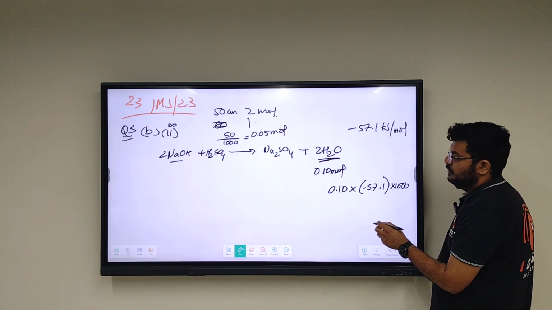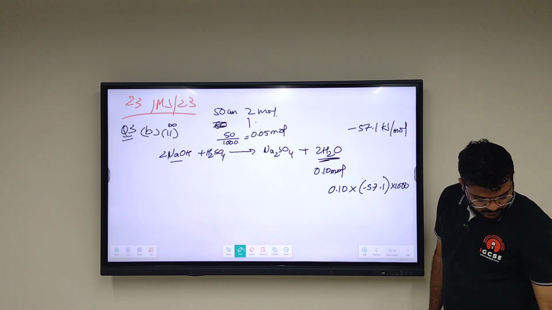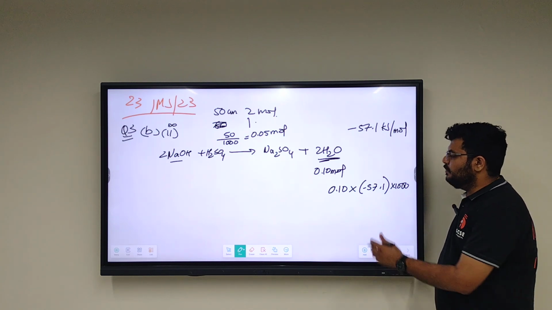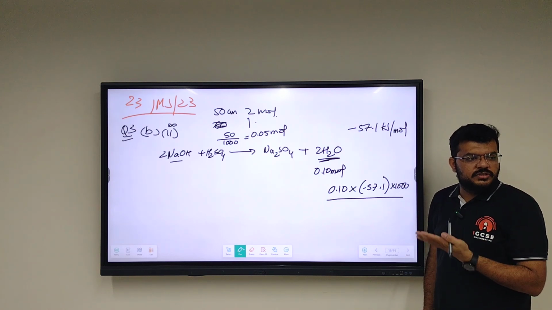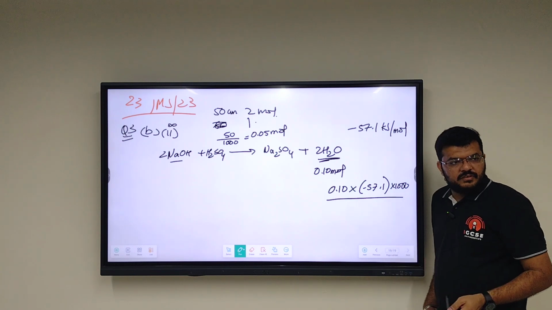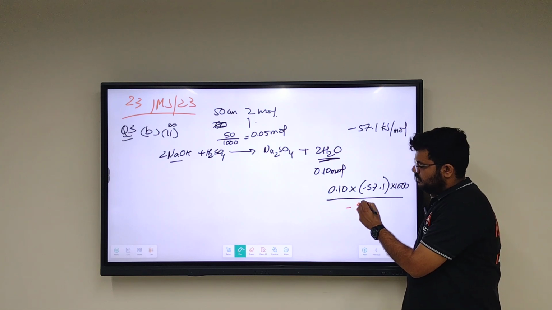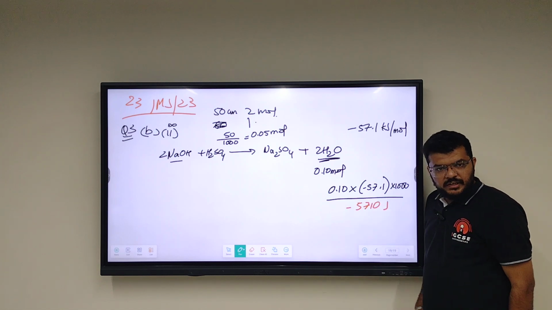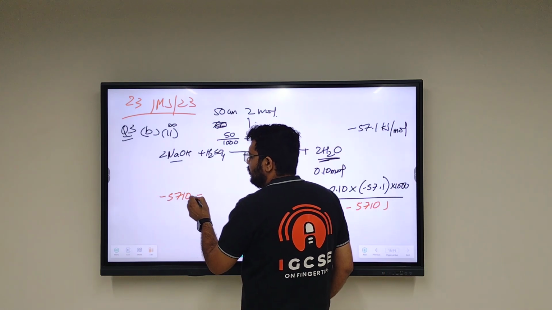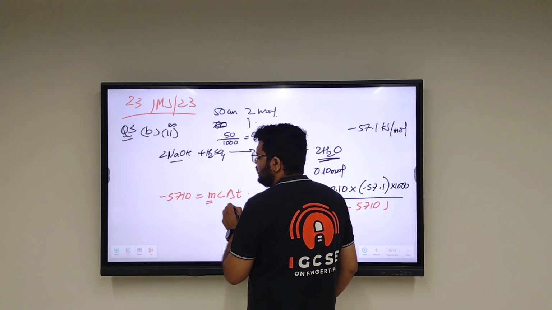Our question was, they've given us a lot of data. E is equal to mc delta T, and then find the final temperature or something. Yes, but I first saw the value of the enthalpy change, which is 57. What is this answer? Negative 5710. This is the amount of energy given out when this neutralization takes place. So minus 5710 is equal to mc delta T.